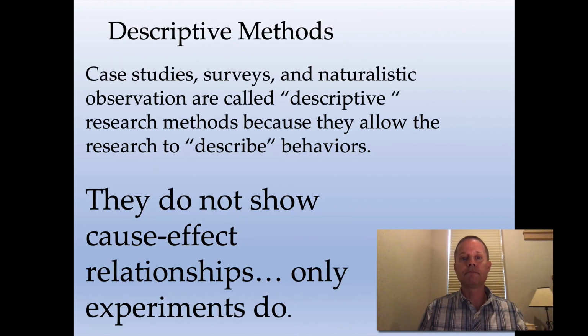Okay, last thing here, descriptive methods. So the three types of studies we've described in this screencast, case studies, surveys, and naturalistic observation, are called descriptive research methods because they allow the researcher to describe the behaviors. You can describe them, you cannot explain them, you cannot show a cause and effect relationship, this one thing causes this behavior. You can't do that with descriptive research. Only experiments can show you cause and effect.